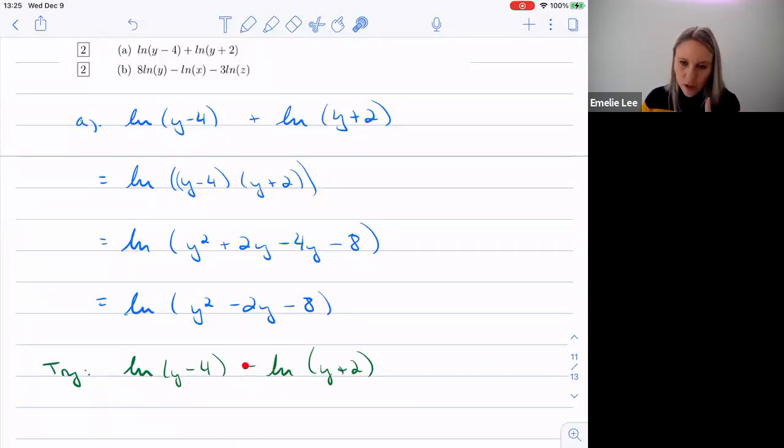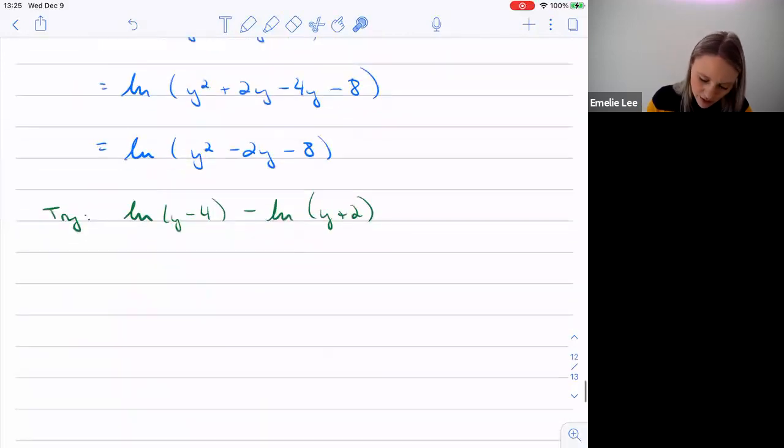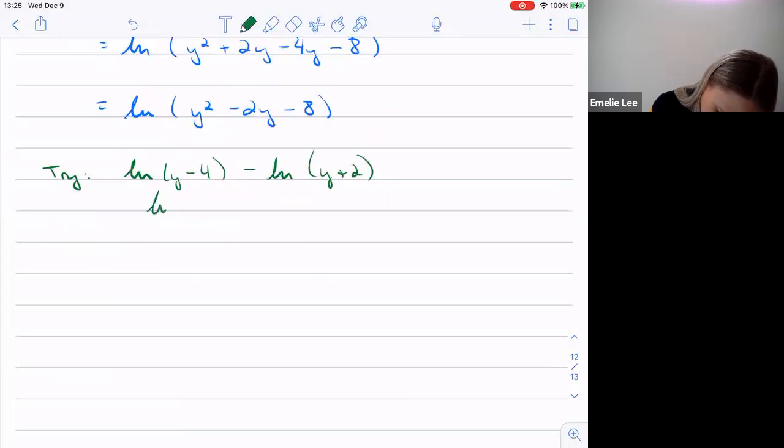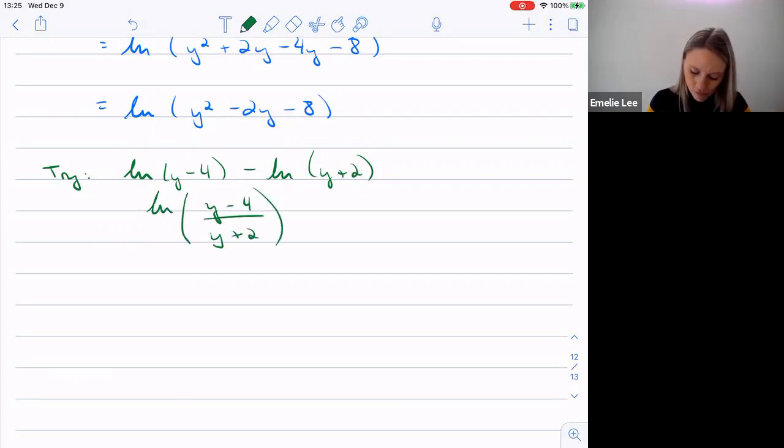Exactly. So now if we try this one, just to have it under control, what this looks like is you have the same log here, but you're subtracting. So then, yeah, you divide inside. Y minus 4 divided by y plus 2. And there's nothing I can do to simplify that. If this was y squared minus 4, I could simplify it, but I can't in this case. No, it's all making sense, I guess. All right.